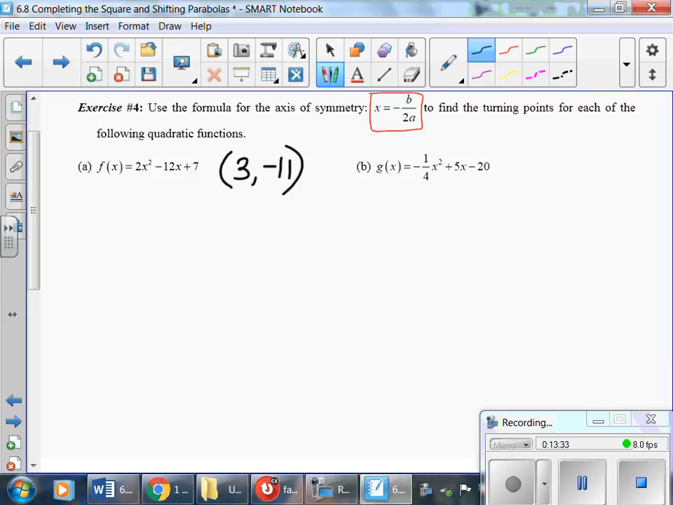Now again, this might not always work, because you might have to actually go to zoom, or you could go to maximum or minimum, and you can find what the vertex is, even if it turns out to be a decimal. But to do it algebraically, you have to use the axis of symmetry to find the x, and then substitute that in to find the y. Sounds like a lot of work? It really isn't. It's not so bad.